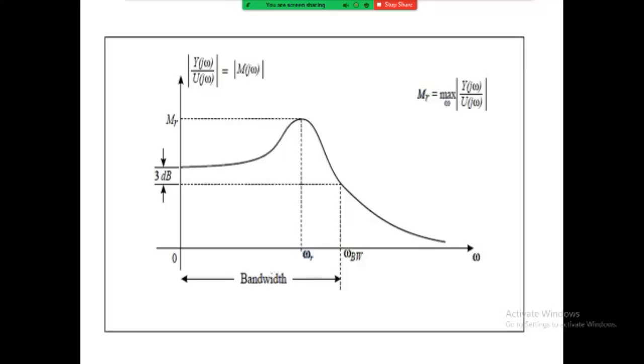What is system bandwidth? This represents the frequency range in which the magnitude of the closed loop frequency transfer function drops no more than 3 dB, that is 3 decibel, from its zero frequency value. The system bandwidth can be obtained from the next equality, which indicates the attenuation of 3 decibel: M(jω_bw) = 1/√2 × M(0), where ω = ω_bw.